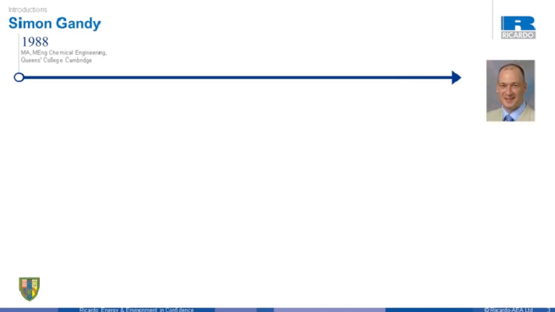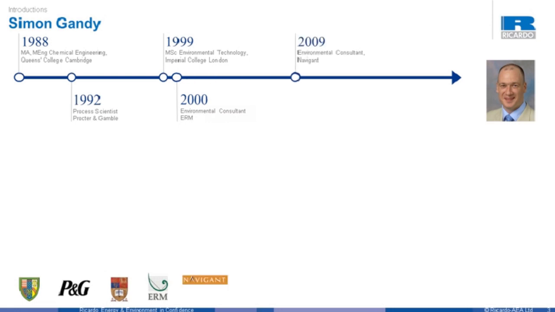My name is Simon Gandy. I'm a chemical engineer by original training. When I left university, I spent about 7 years working for Procter & Gamble as a process scientist making shampoo. I then decided I wanted to change my career and spent a year at Imperial College in London studying for an MSc in environmental technology. Since then, I've been an environmental consultant, so nearly 20 years now, working first for ERM, then Navigant, and since 2010, my current company, AEA Technology, which is now Ricardo.